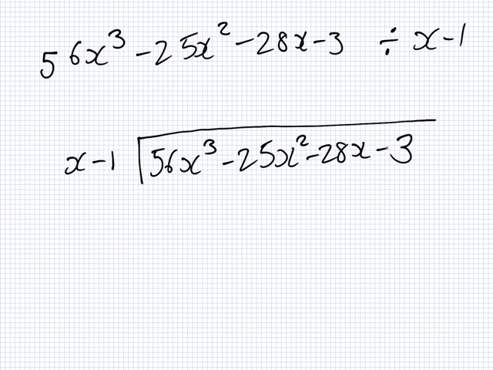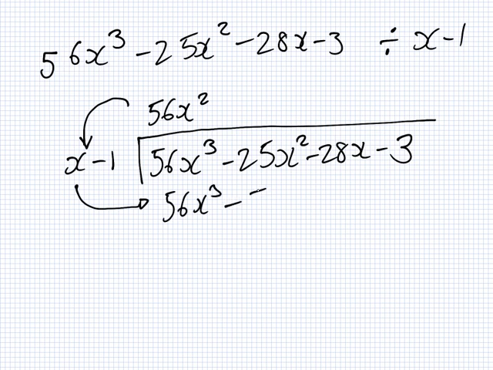Okay, so step 1, you ask yourself, what do I multiply x by to make it become 56x cubed? And the answer is 56x squared. And then you multiply. So this multiplies here, and you get 56x cubed minus 56x squared when this multiplies these two. The next step, step 2, is you subtract.